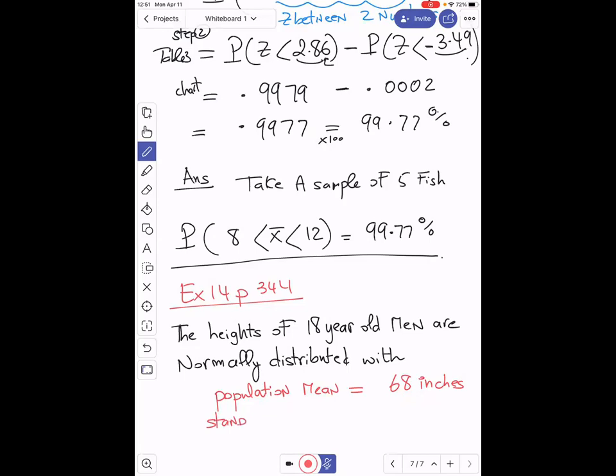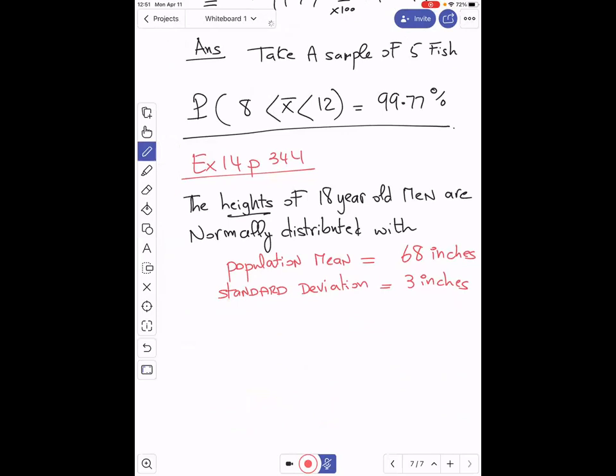Standard deviation is 3 inches. Of course, what will be the variable x here, guys? Can you guess what the variable x is? Here, we are talking about the heights of 18-year-old men, right? So the variable x just represents the height of an 18-year-old man. That's your variable x, because that's what you're interested in.